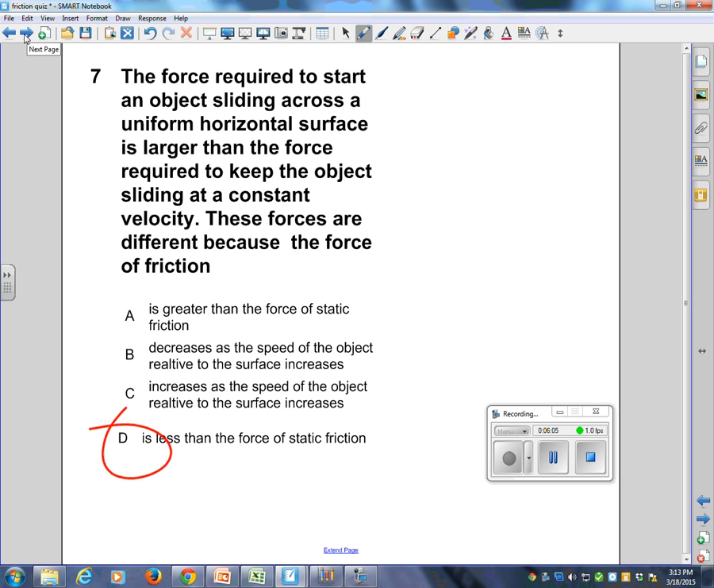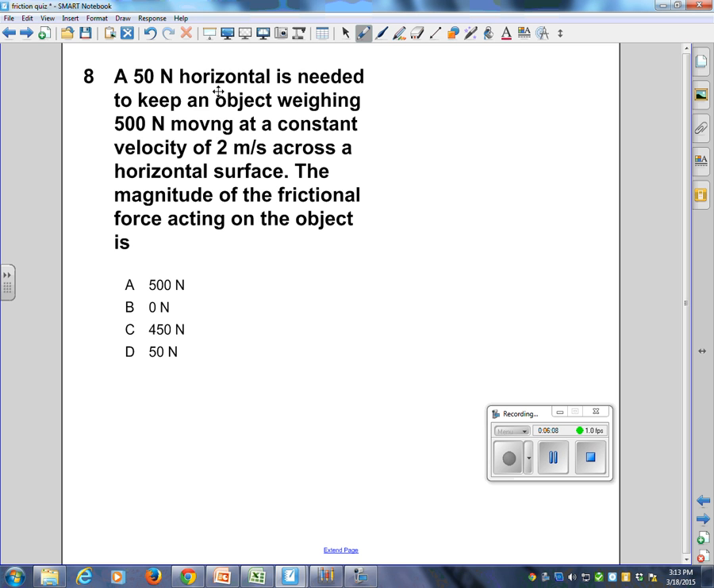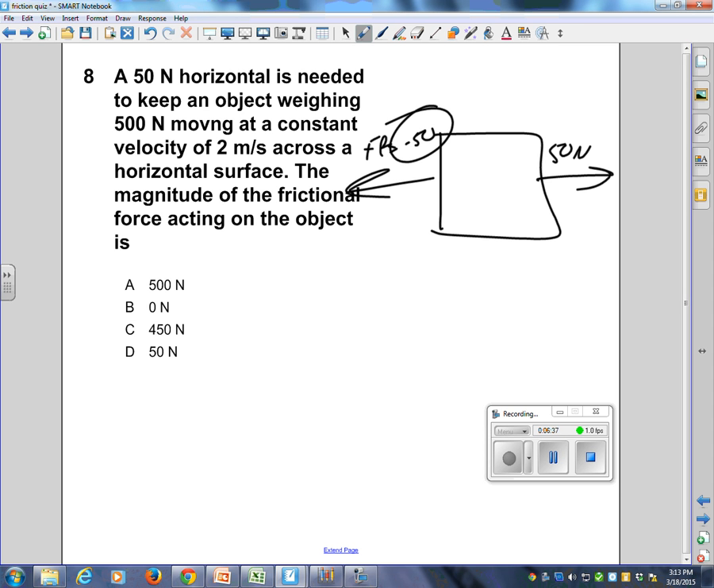Examples of friction theory. 50 Newton horizontal force is needed to keep an object weighing 500 newtons moving at a constant velocity of 2 meters per second across the horizontal surface. The magnitude of the frictional force acting on the object is, this is a grade 11 concept. We did this over and over and over again. If you need 50 newtons horizontally to keep it moving sideways at a constant speed, in other words, if this is 50 newtons and it's moving at a constant speed, what does the friction force have to be? Minus 50, isn't it? I guess the best answer is D.